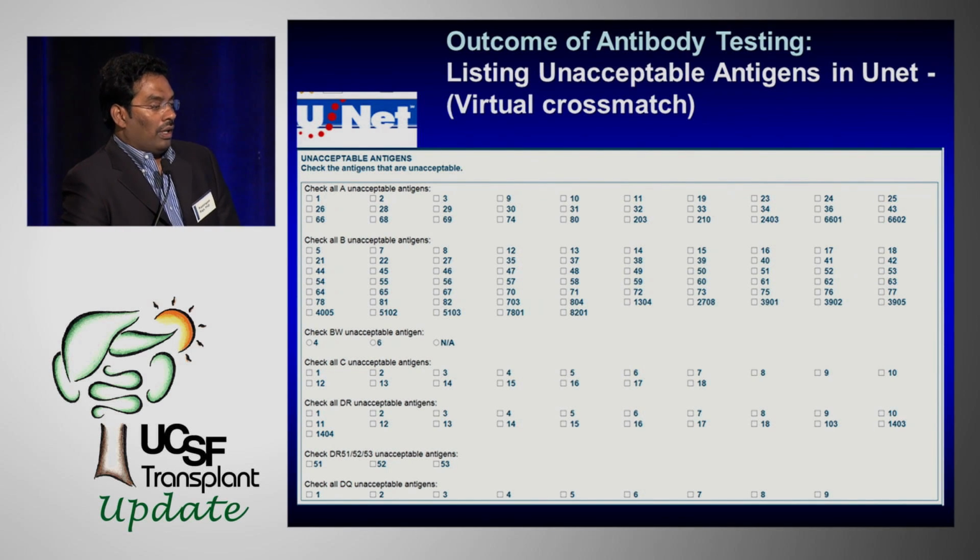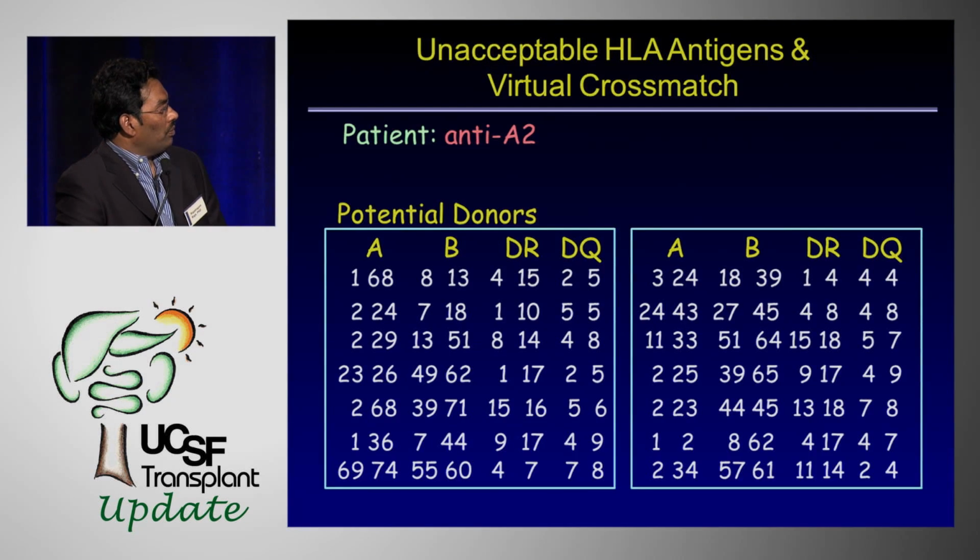So what is the outcome of all this antibody testing? Once we have the antibody testing, we list all the unacceptable antigens in UNet. You can just click all these buttons. If the patient has, say, A2 antibodies, you click them, and that will avoid any UNOS donor having HLA-A2 antigens. That's what you can do in the laboratories.